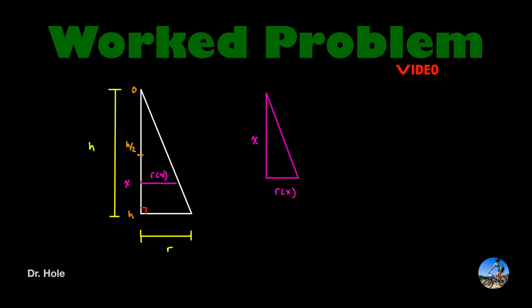Let's set up similar triangles. We can look at the ratio of r over h, that's on the big triangle, and set it equal to r of x over x. Write that down. Nice. Once again, we want to find r of x. That's easy to solve for. Multiply both sides by x, and we have an expression for r of x. What are we going to use this for?